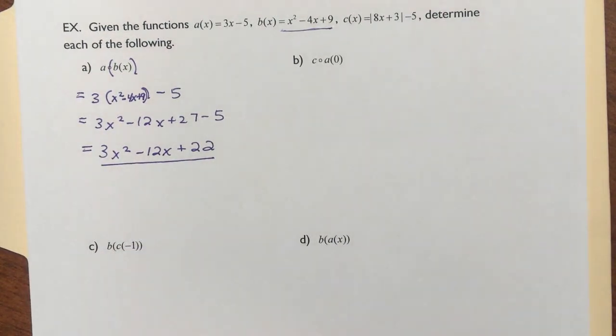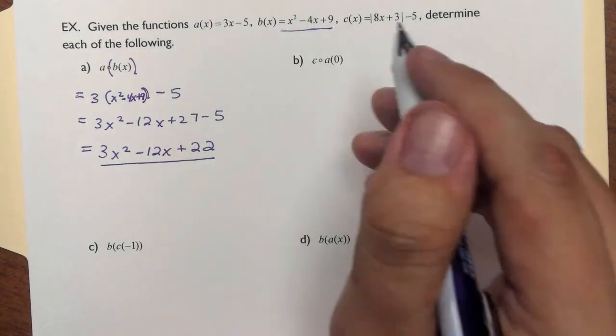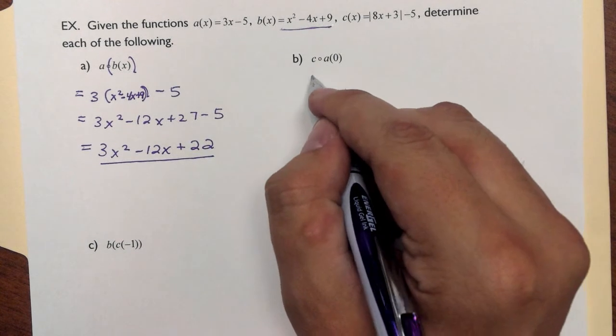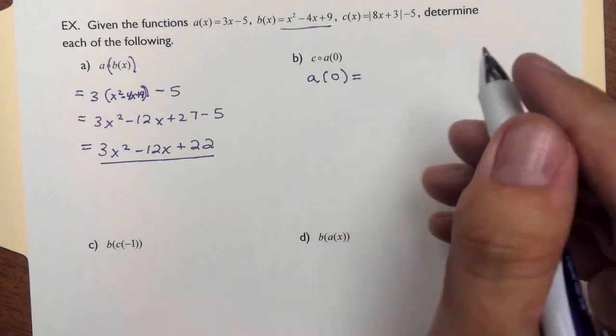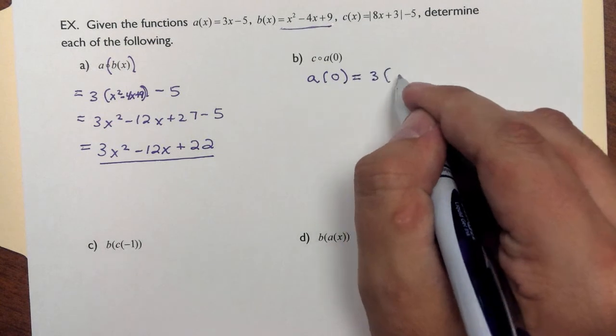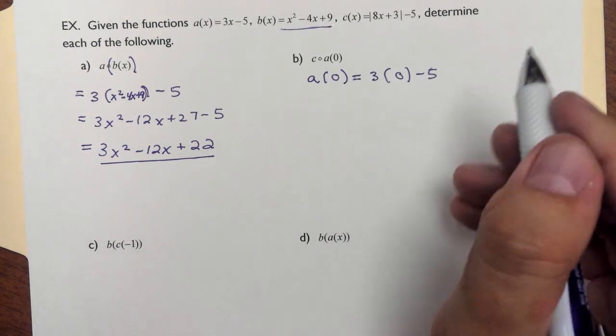And it's done. Now let's move on to b. This says c composed with a of 0. So step 1 is to figure out a of 0. Once I have that, I will substitute that result into the function c. So a of 0, I'll take 3, substitute in 0. This is pretty easy to do.